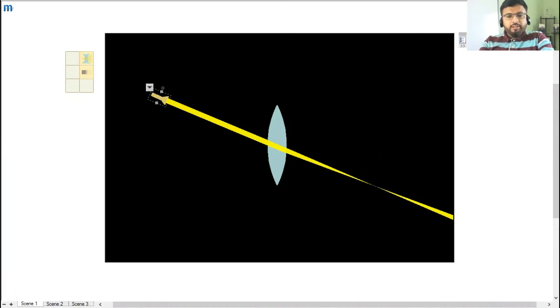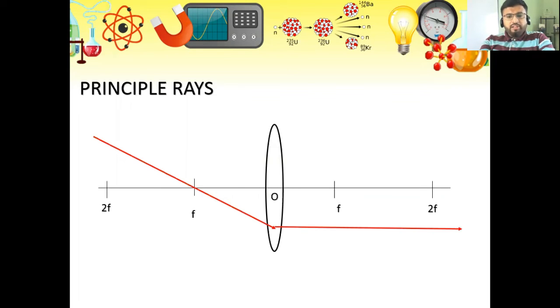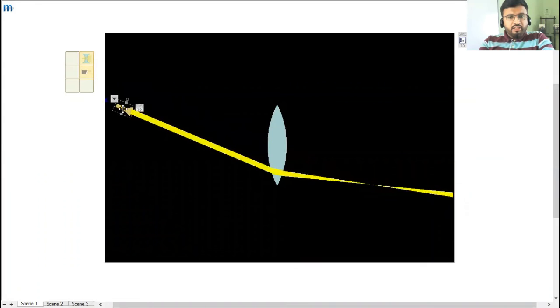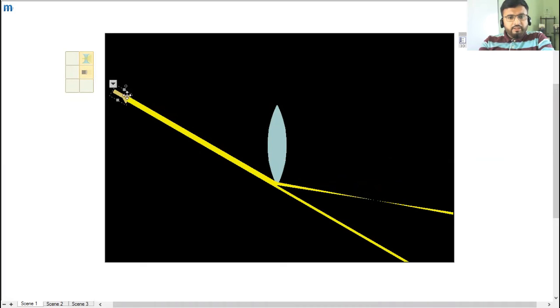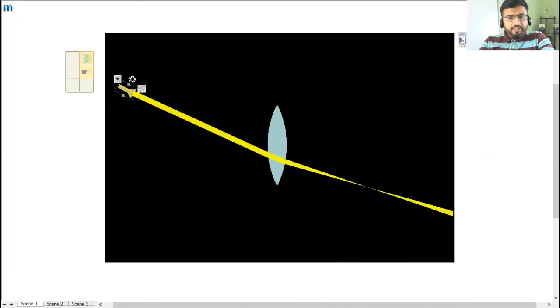Now for the third principal ray. If the light ray is passing through the focus, then it will become parallel to the principal axis. So let us try this one as well in our virtual laboratory. If we arrange the light beam in such a way that initially the light is passing through the focal point like this, the light beam after passing has started to become parallel.